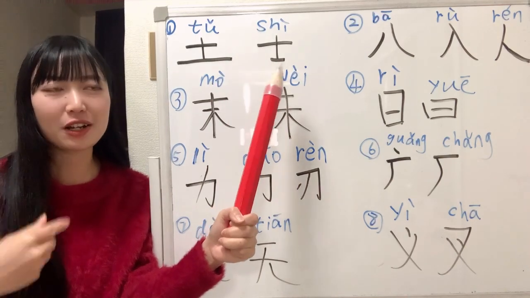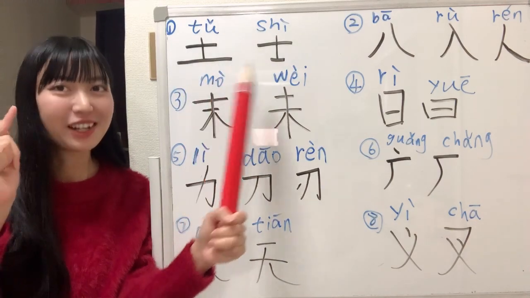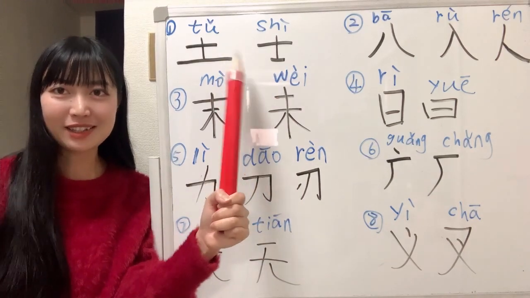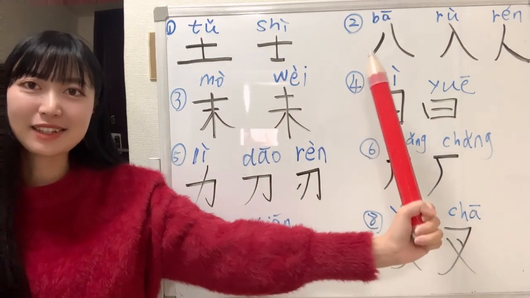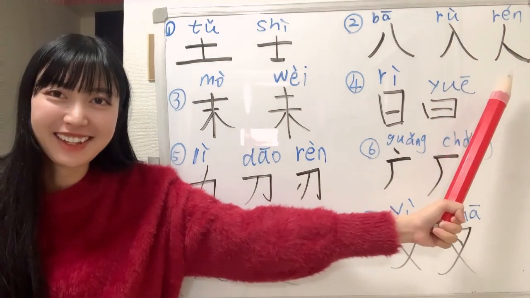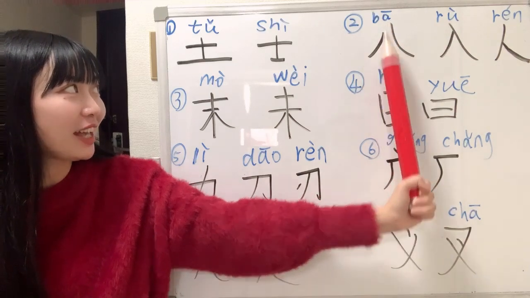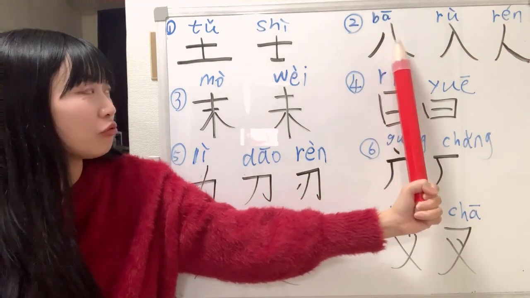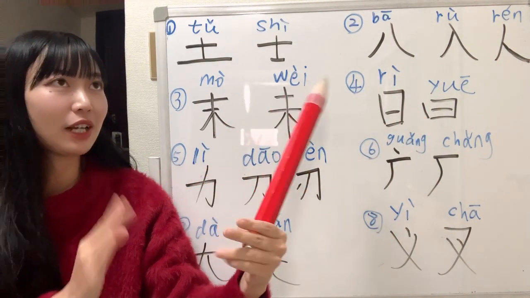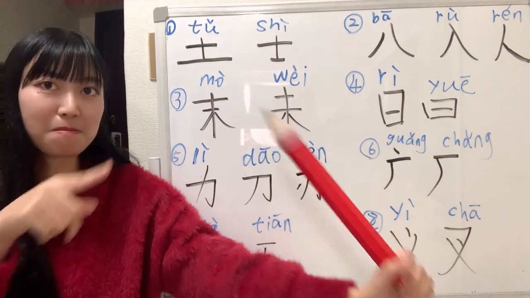士 means like 士兵, soldier. Remember? This is 土, this is 士. The difference is just the length of the lines. And the second group is 八入人. 八 means 8. The left falling stroke and the right falling stroke are separate. When you write them, you have to write them separately. This is 八.